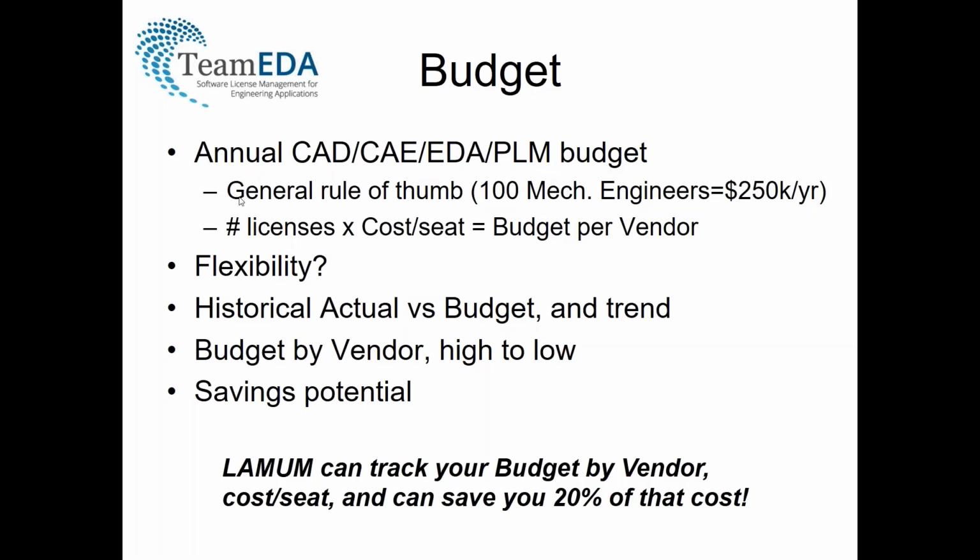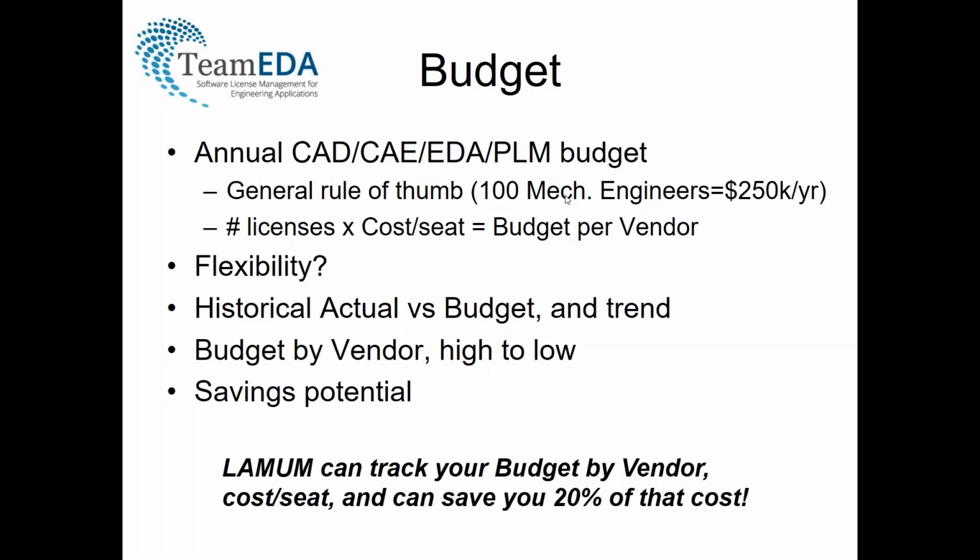And a general rule of thumb for these tools is about $250,000 per year. Yes, that's US dollars per year for each 100 mechanical engineers. And I'm saying mechanical because if it's electronics engineering, this number may go up to 300 or 350,000 per year per 100 engineers. So electronics engineering tools are more expensive than mechanical engineering tools. On the other side of it would be civil engineering, architectural tools based on AutoCAD and things like that. Those are a little cheaper, so this number could go down to 150 or 200,000 per year per 100 engineers.